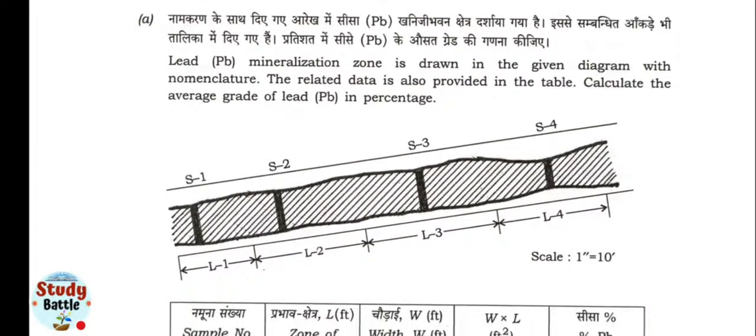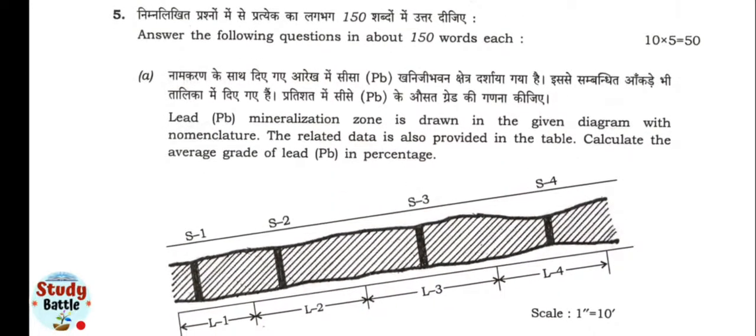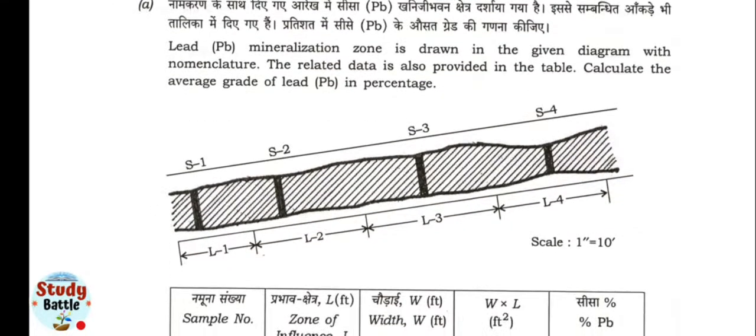Question number 5 is a numerical. A lead mineralization zone has been drawn in the given diagram with the nomenclature of the sections, and the related data is also provided in the table. You have to calculate the average grade of the lead in percentage.